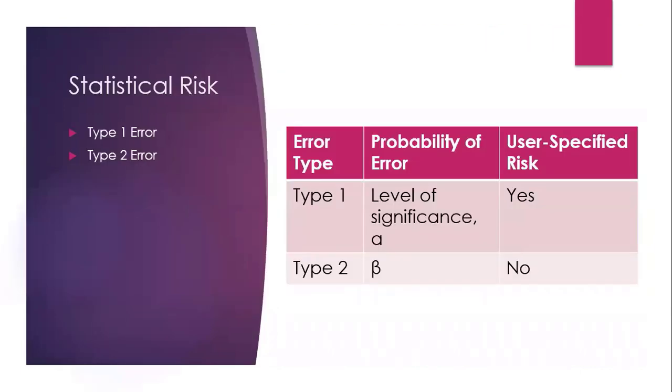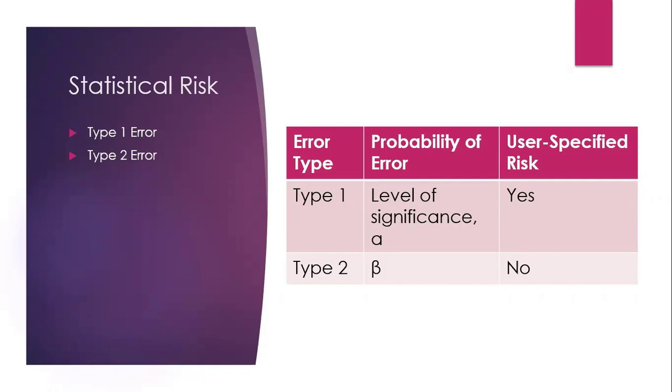In statistical analyses, we always run two different types of risk. The first one is a type 1 error. A type 1 error is something that would occur if you ran your test, you found that there is a statistically significant difference, but as it turned out, that difference only occurred by chance. Think of a type 1 error as a false positive.